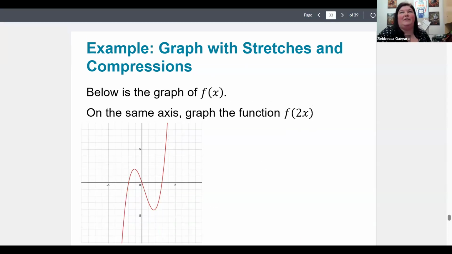Here we still have the same effect, but now we have a 2x. This means all my points are going to be x divided by 2 because we're directly on the x. So we start dividing, so multiplying y.